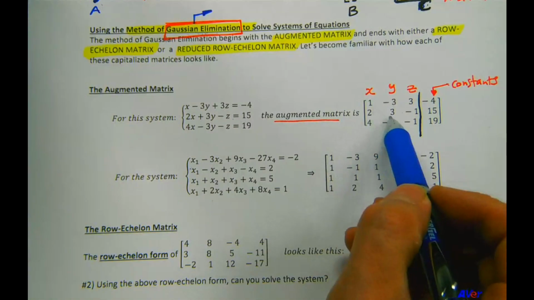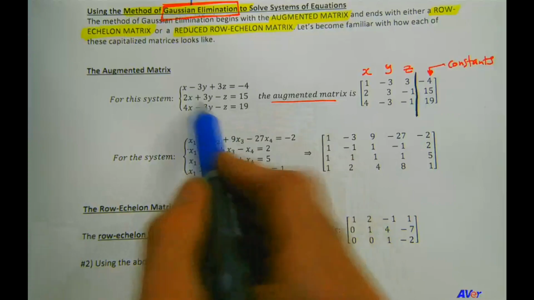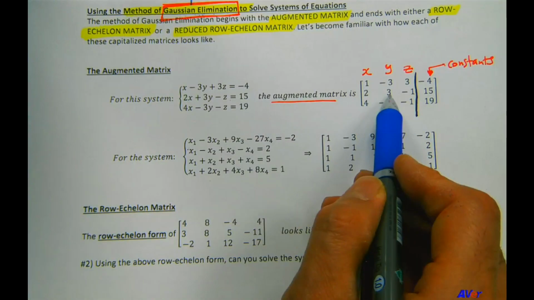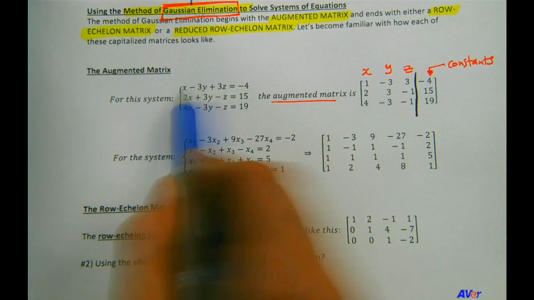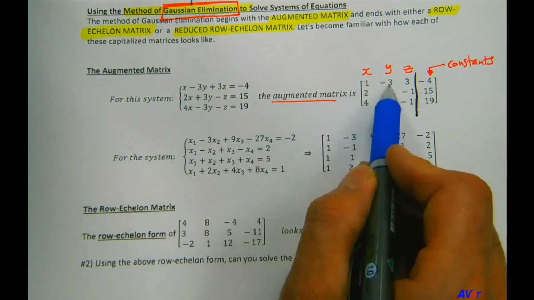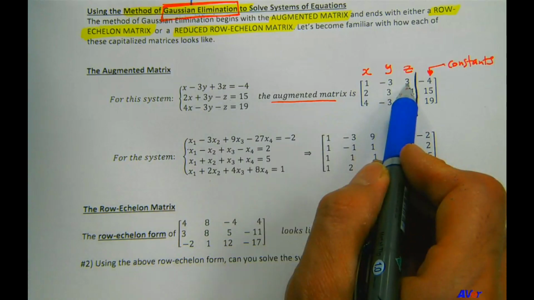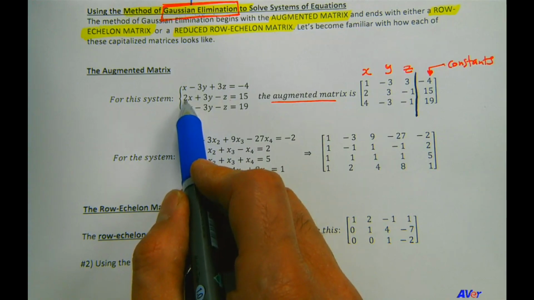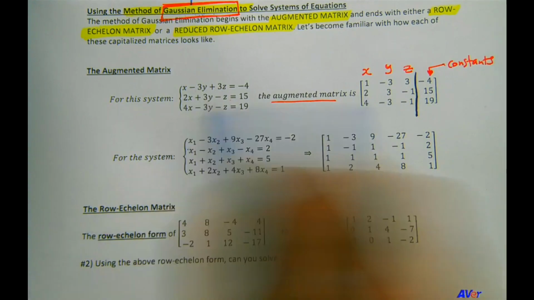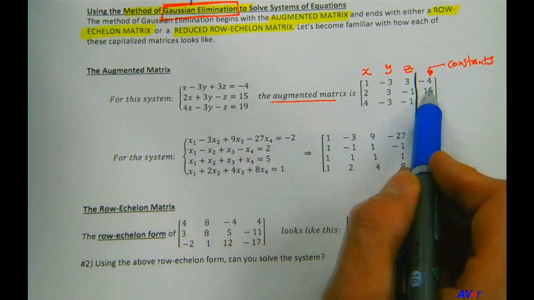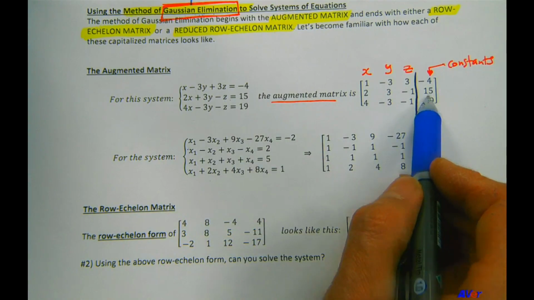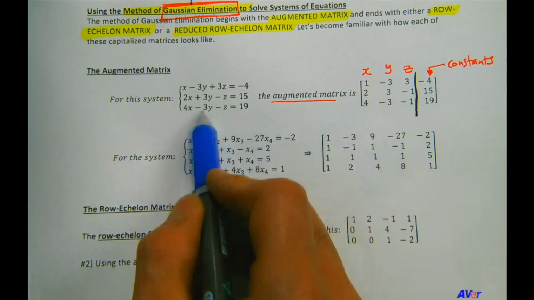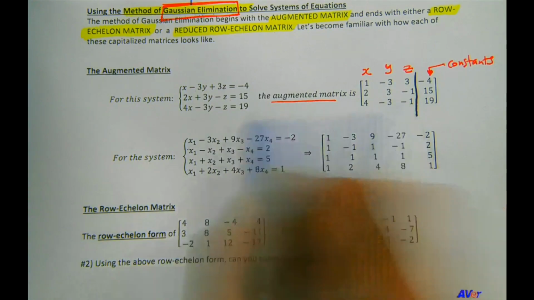Okay? So, the augmented matrix is the matrix of coefficients. We already mentioned that. So look at this system and compare it with this. Look at the coefficients. 1, 1. Minus 3, minus 3. 3, 3. And minus 4 is the constant. In the second row, 2x, the coefficient is 2, right? 2. 3, 3. Minus 1, minus 1. 15 in the constant column. 4, 4, negative 3, negative 3, negative 1, negative 1, and then 19.